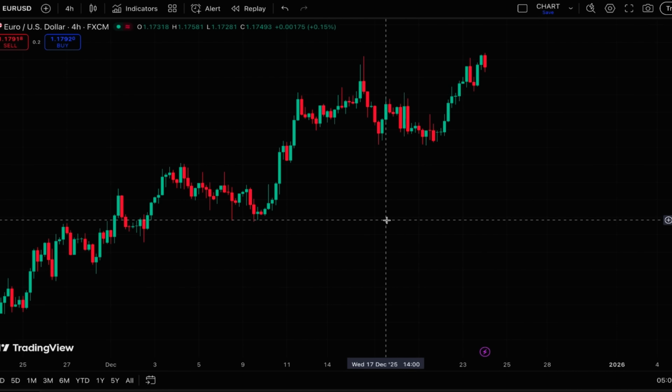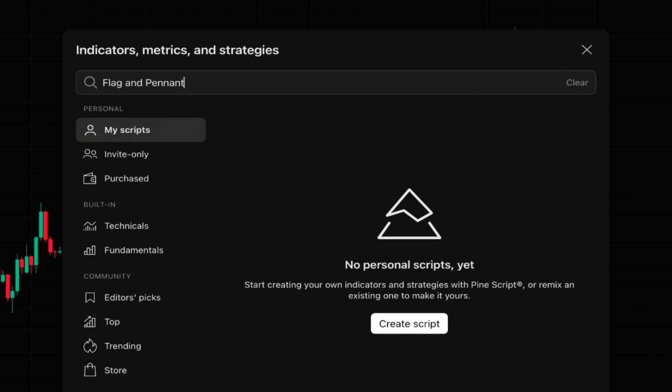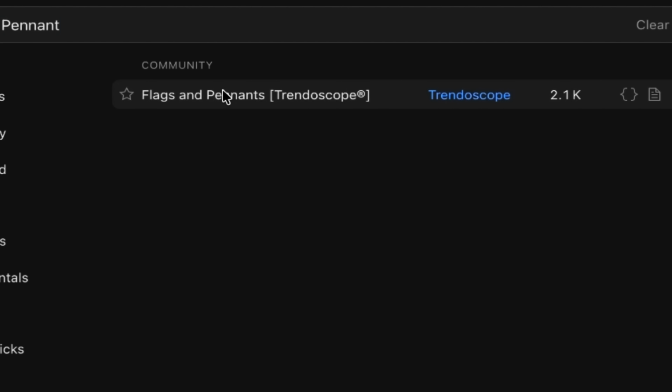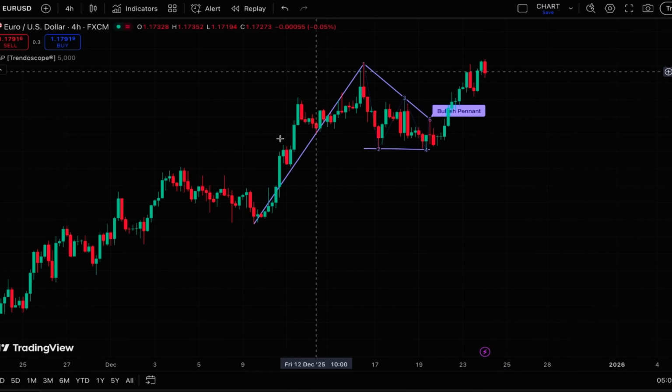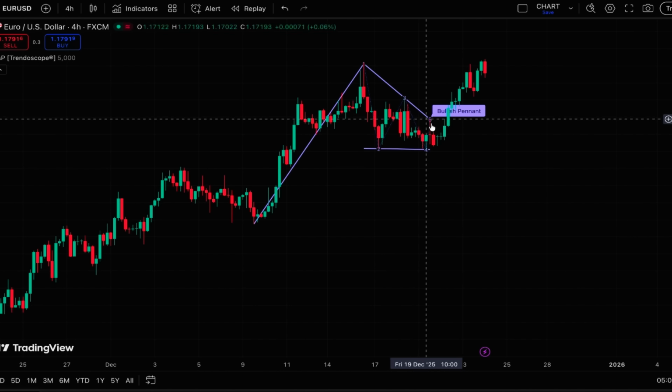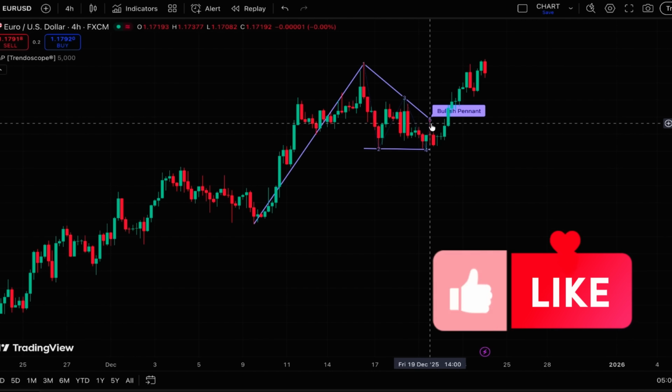Many traders use flag and pennant pattern. If you're one of them, there is an indicator for this that is called flag and pennant. This one, flags and pennants, which is written by Trendoscope. When you add this indicator, it automatically finds flag and pennant patterns on the chart. So if you use these patterns, this indicator is a great help for identifying these patterns.